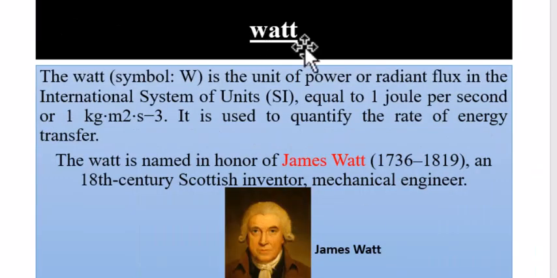Now we will discuss watt. The watt is the unit of power or radiant flux in the international system of units. Watt is the unit of power equal to 1 joule per second. In other words, you can say that work done per unit time is known as a watt or power. It is used to quantify the rate of energy transfer. The watt is named in honor of James Watt, an 18th century Scottish inventor and mechanical engineer.